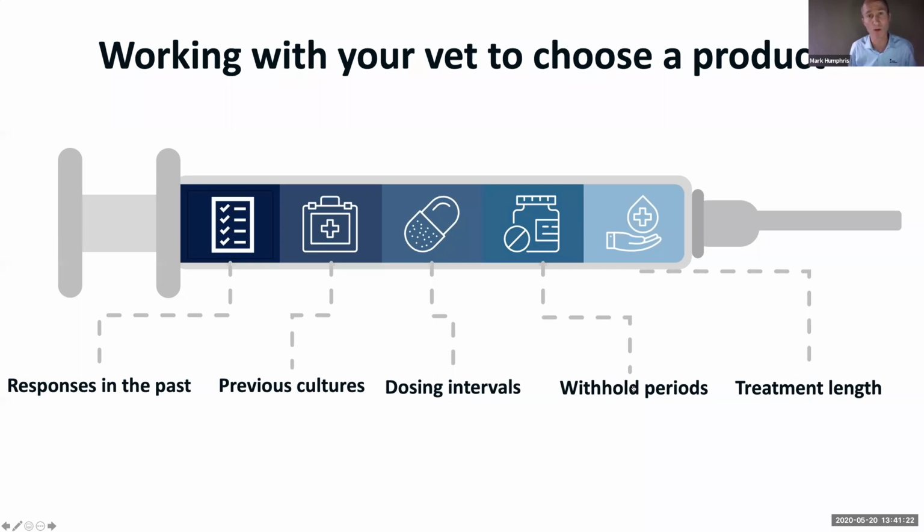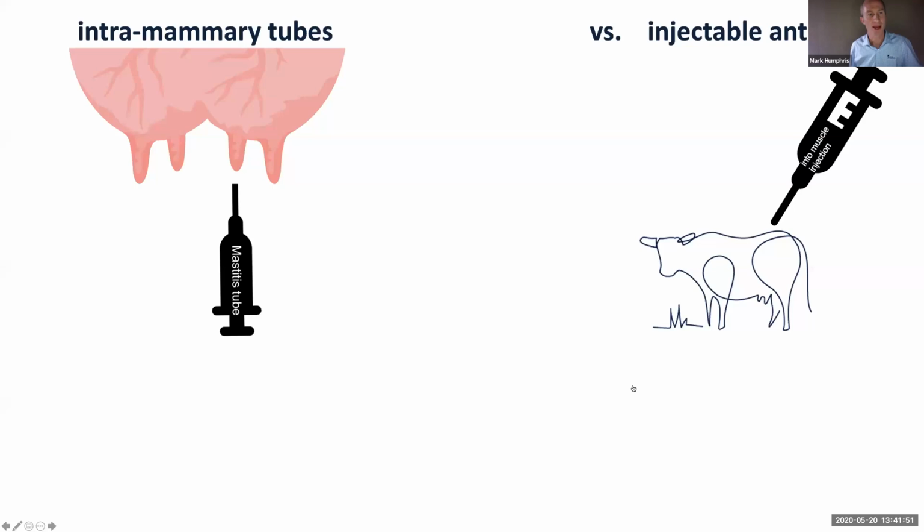And certainly withhold periods with regard to meat, there are products available both with 7-day meat withholds and 0-day meat withholds. In discussions with your vet, if you're not sure whether that cow should stay around, that gives you more freedom to be able to make decisions on that cow leaving the herd. And treatment length is important too. So let's talk about also the differences between intramammary tubes and injectable antibiotics.